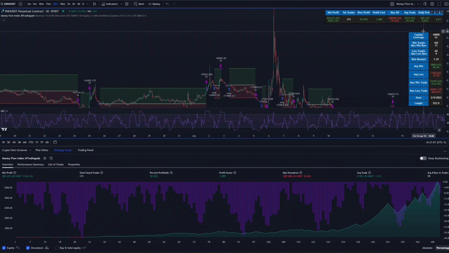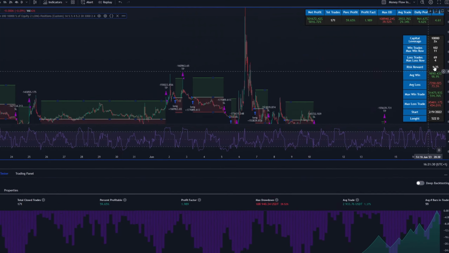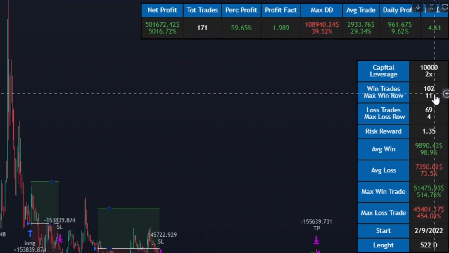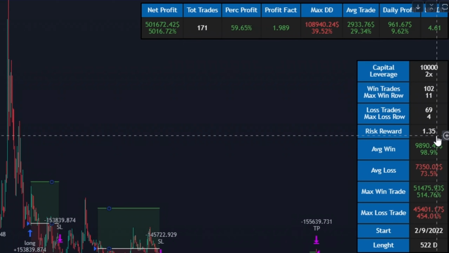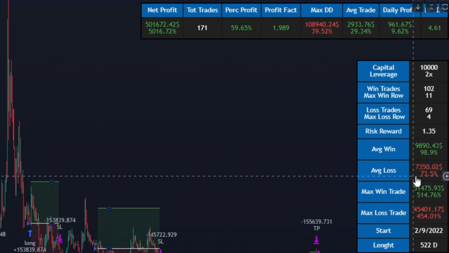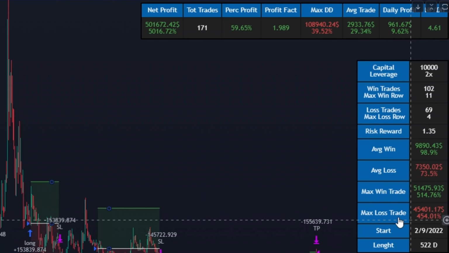And to be honest, I didn't do all this optimization. I've just changed the stop loss value and take profit, which I usually use 2 and 4, but I found that 4 and 5.2 work really well on this pair. Looking at other statistics, max win row 11 and max loss row 4. So it's really interesting. Risk reward 1.35, which is not so spectacular, but still interesting. Average win 98.9%, average loss 73.5%, max win trade 514%, max loss trade 554%.